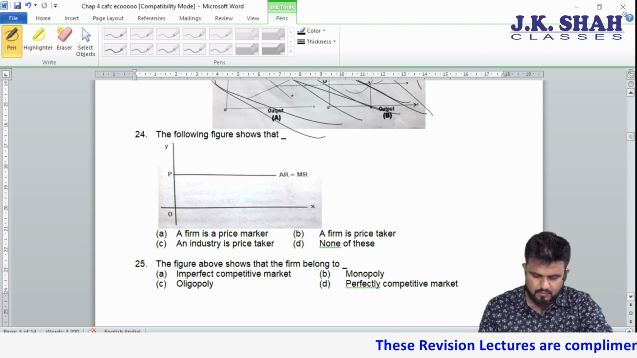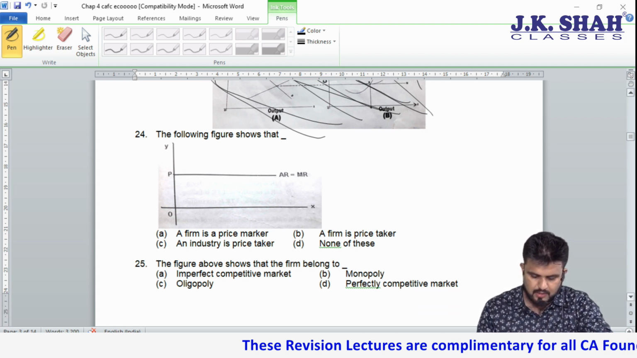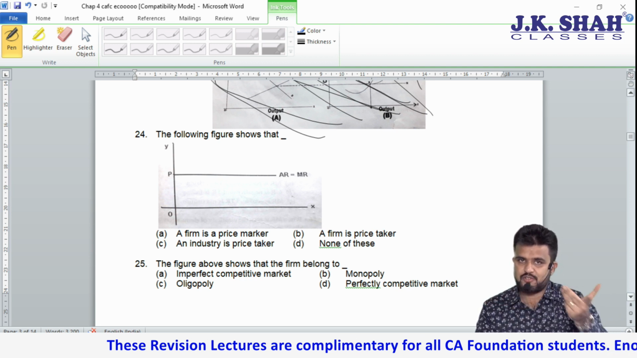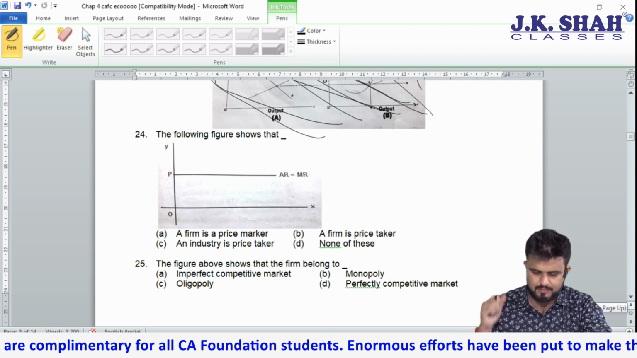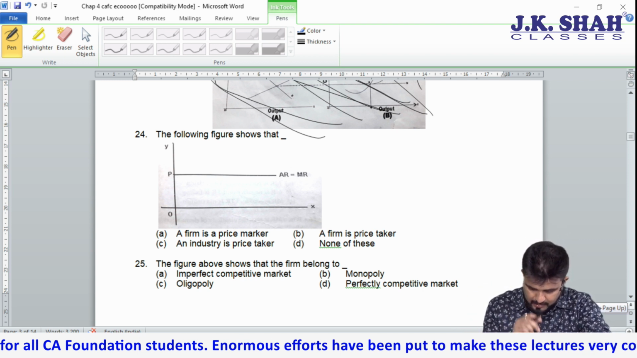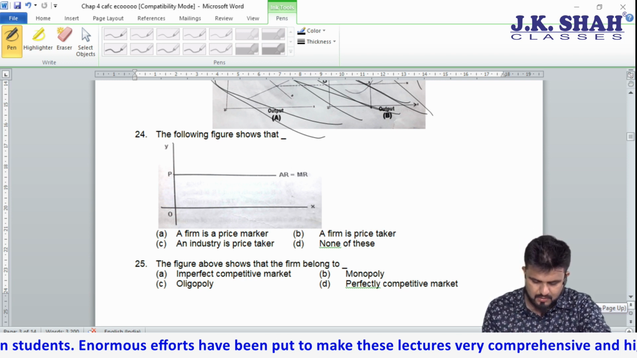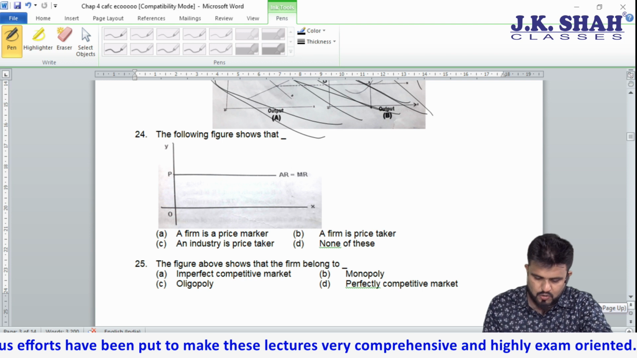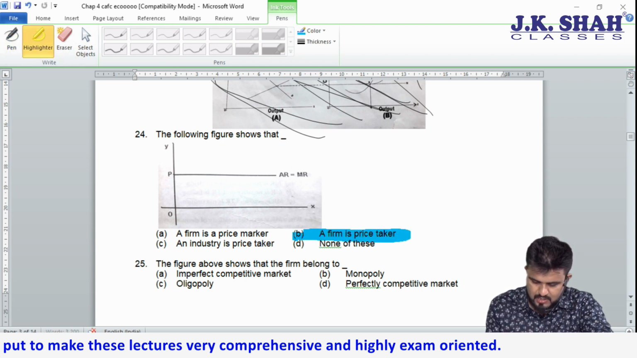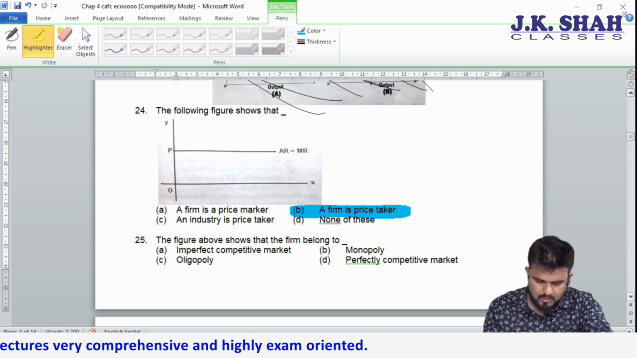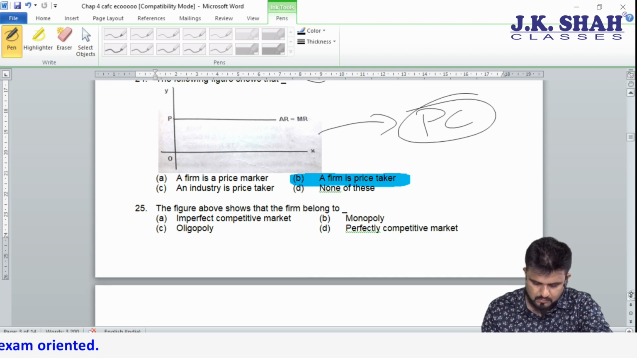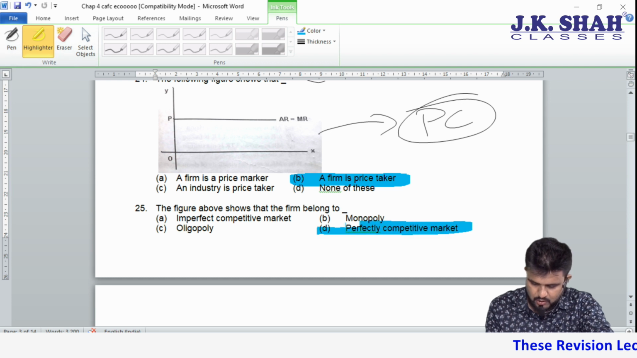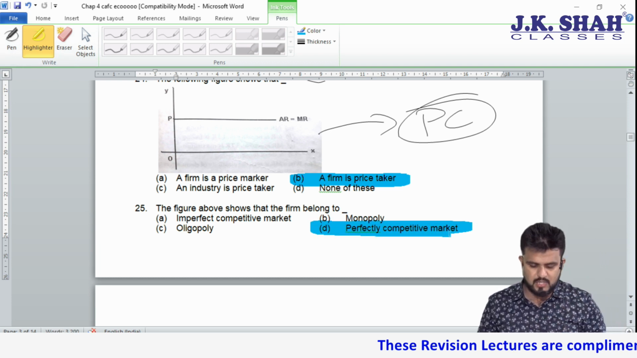Now next. The following figure shows that, can I say it's a horizontal straight line, belongs to perfect competition, and a perfectly competitive market is a price taker. So firm is a price maker, firm is a price taker, industry is a price taker, none of this. Students, the correct answer is firm is a price taker, because this belongs to perfect competition. The figure above shows that the firm belongs to, as I just told, a perfectly competitive market. D is the answer for 25.